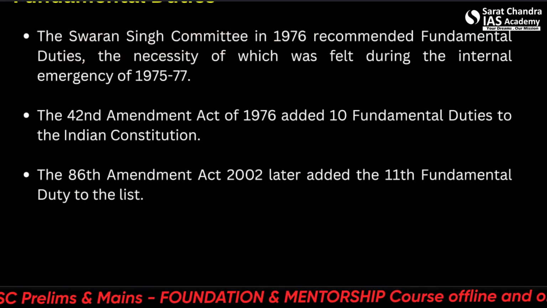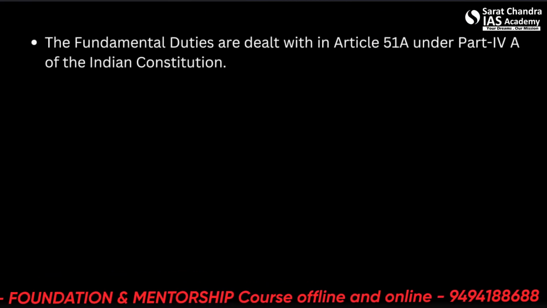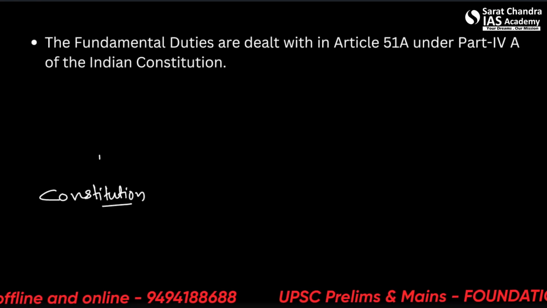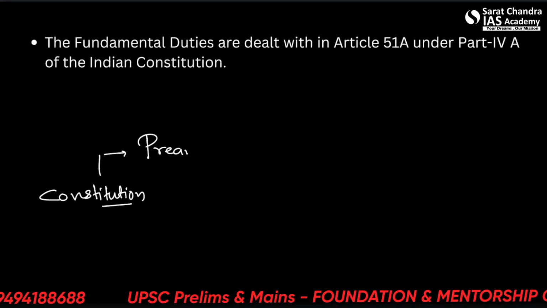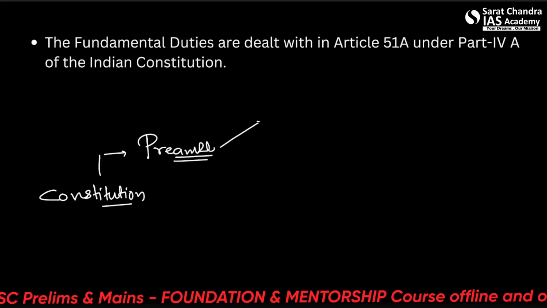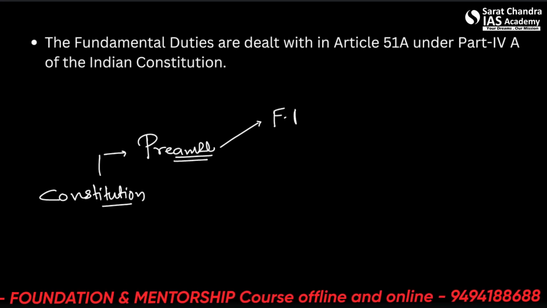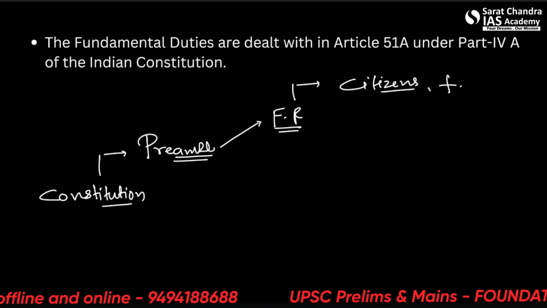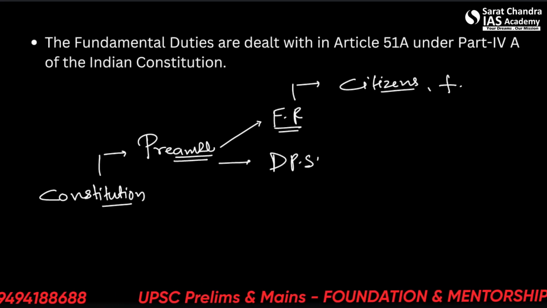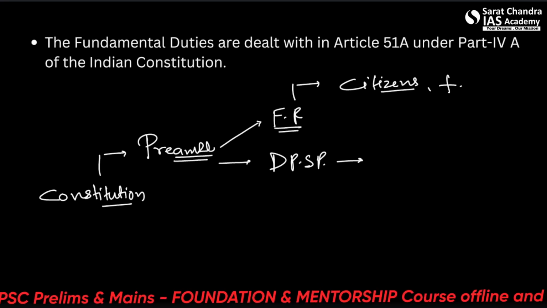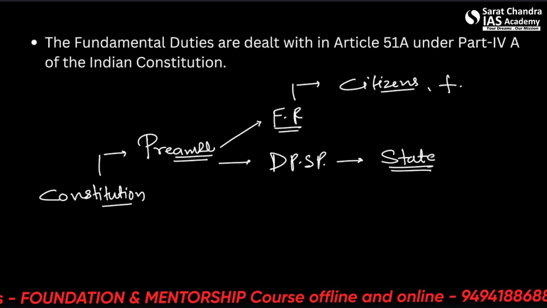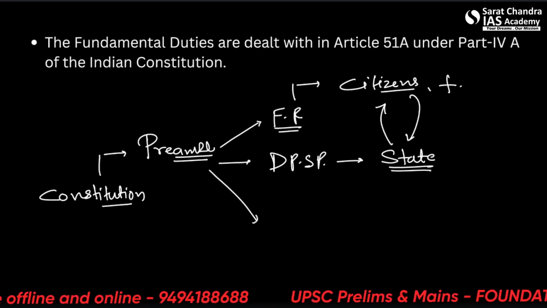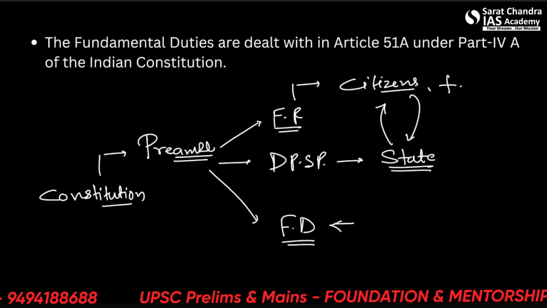So what had been happening till then is that the Constitution was made and the spirit of the Constitution, the soul, the preamble was written. Furthermore, it was evolved into the fundamental rights which protected the citizens as well as some foreigners. In the DPSP, which directed the state on how a state should behave with its citizens. And now a need was felt to direct the citizens towards the state, that how citizens should behave with the state. That is why FD, fundamental duties, were created.